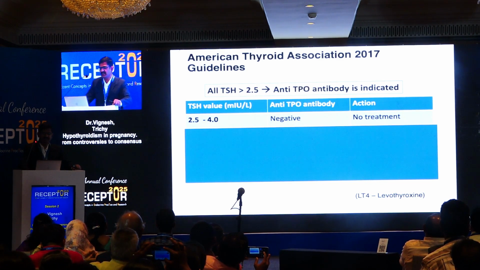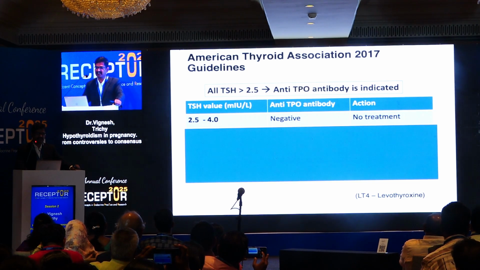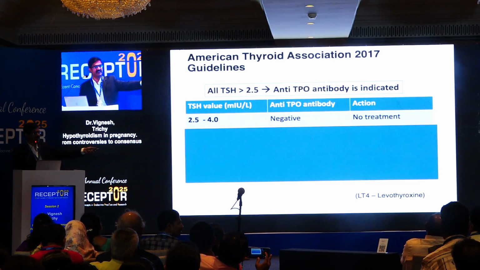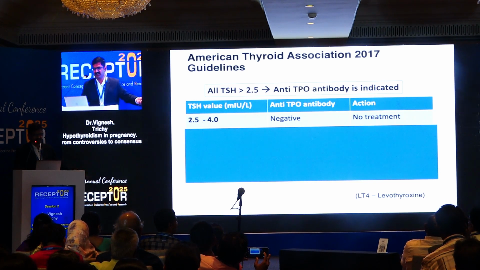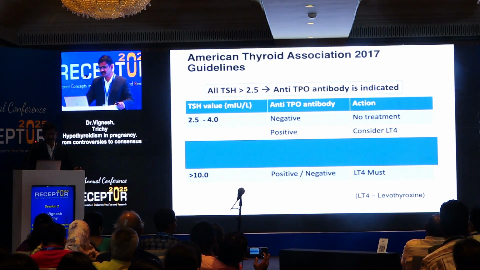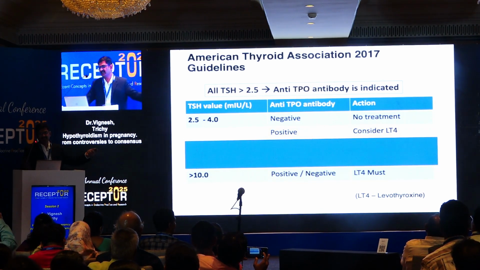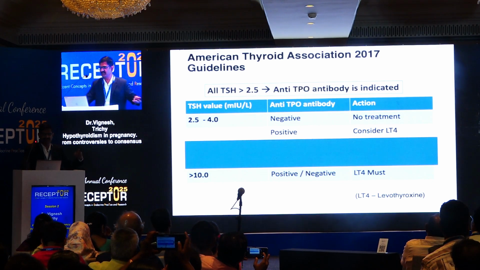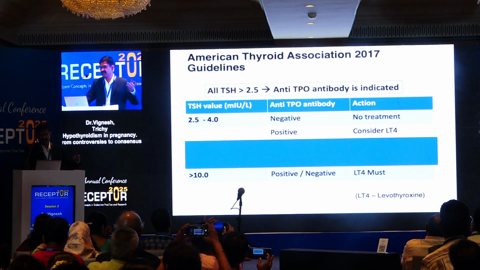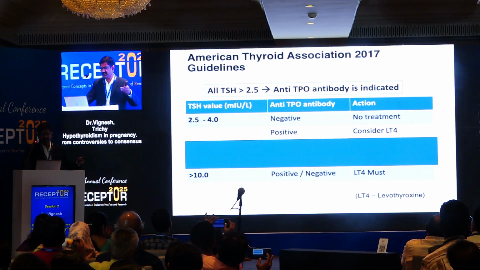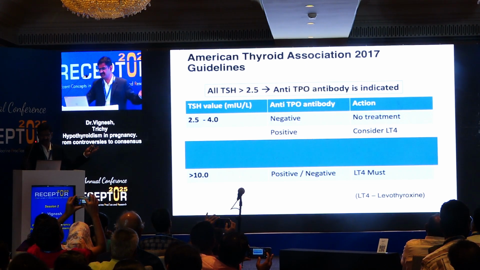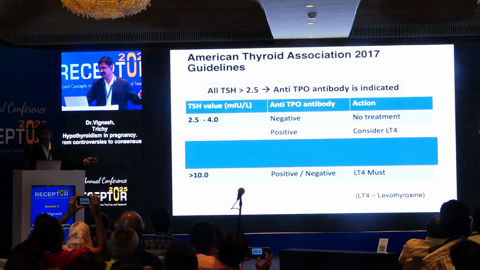Anti-TPO antibody is basically brought in to avoid treatment in this mild category, where there is no benefit in terms of pregnancy or fetal outcome. If it is positive, it is not universal, but we can consider treatment on a case-to-case basis. If they have a goiter, a previous history of thyroid dysfunction, or a family history of thyroid dysfunction, we can discuss case by case and then start treatment.